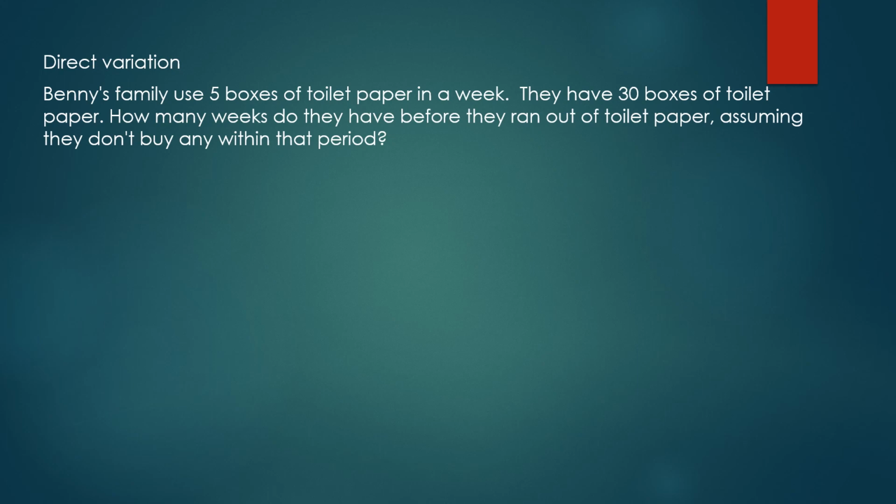All right, so we're moving on to the direct variation problem. Benny's family uses 5 boxes of toilet paper in a week. That sounds important. They have 30 boxes of toilet paper, I guess, in total. How many weeks do they have before they run out of toilet paper? Assuming that they don't buy any within that time period. So the first thing you go ahead and establish is what is your independent variable.